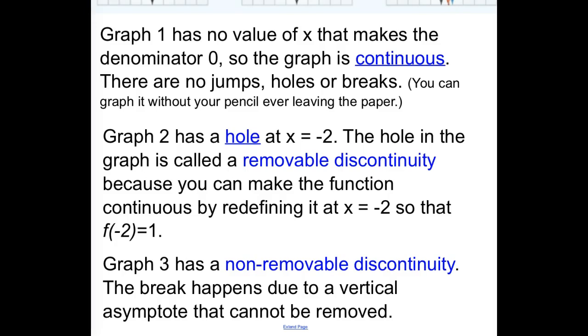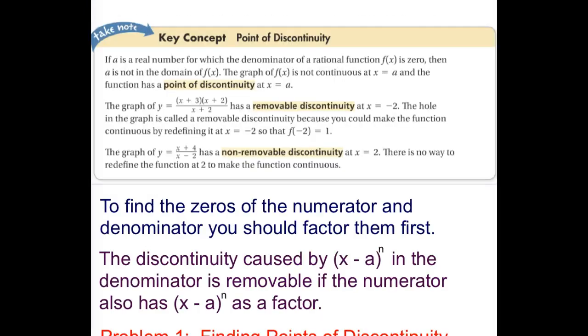Now we're going to look at what makes those. How do we distinguish between a hole and a vertical asymptote? It says if a is a real number for which the denominator of a rational function is 0, then a is not in the domain. It's one of our restricted values. The graph of f of x would not be continuous at x equal a, and we would say it has a point of discontinuity.